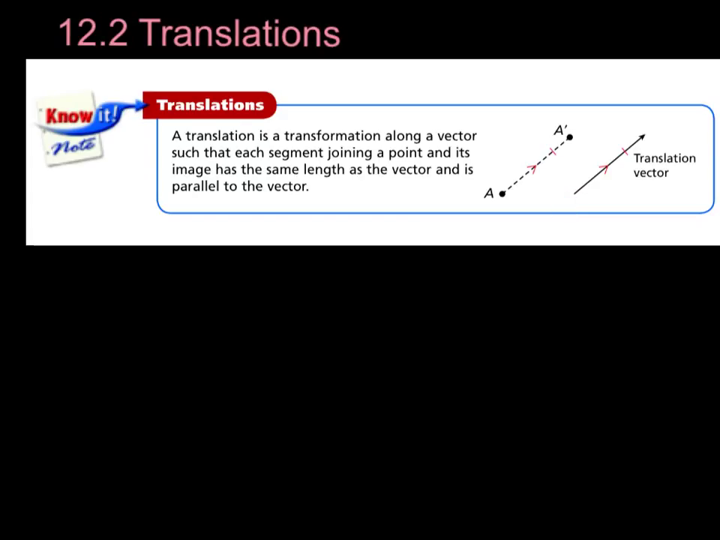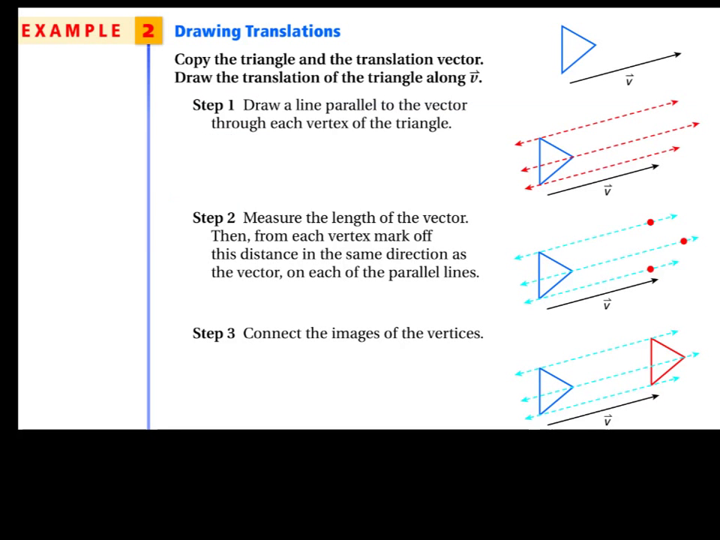Now, something you may not know, but I'm going to tell you right now, is that if you see these little arrows, these red arrows, that means they're parallel. So here's our translation vector. A to A prime is going to go in the same direction as the translation vector. These two lines have to be parallel. So let's do an example.